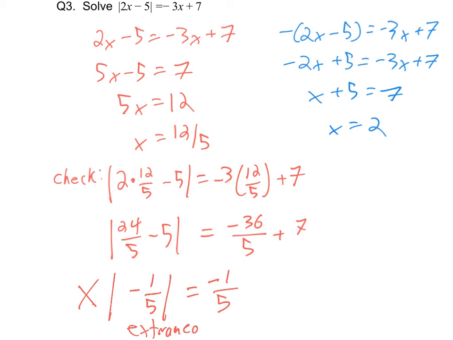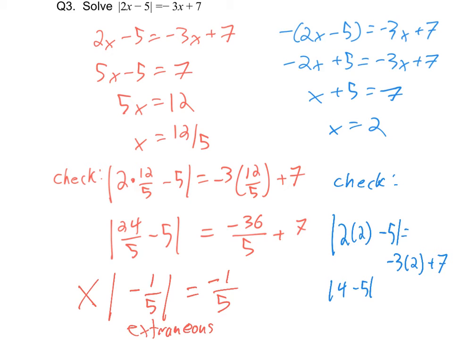So we found that solution trying to solve our problem, but it is not a valid solution to the problem itself. Let's try x equals 2. So we're going to check this solution on the right-hand side in our original problem. So that is the absolute value of 2 times 2 minus 5 is equal to negative 3 times 2 plus 7. So we get the absolute value of 4 minus 5 equals negative 6 plus 7. The absolute value of negative 1 is equal to 1. That does pass the check.